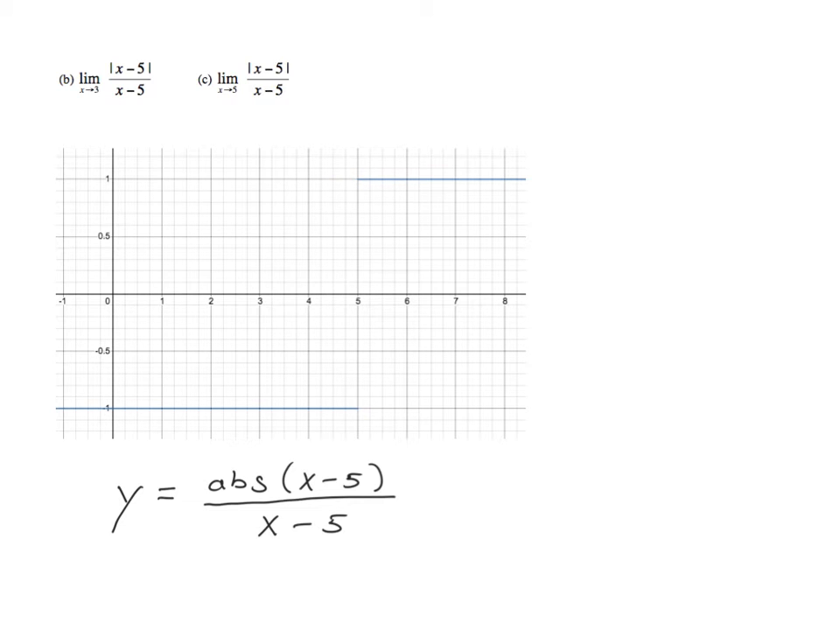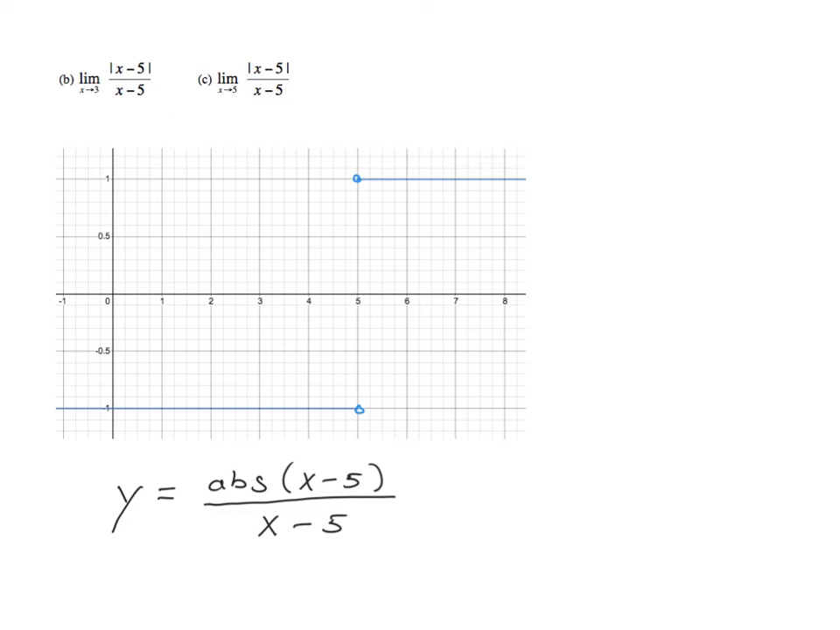I'm going to add something to this graph that does not appear in Desmos, but this function is not defined at 5. If you put 5 into this expression, it's an undefined value. So what I'm going to do is just put an open circle here and an open circle here to indicate that at 5, the function just does not take on any value. Okay, so all that being said, let's figure out part B.